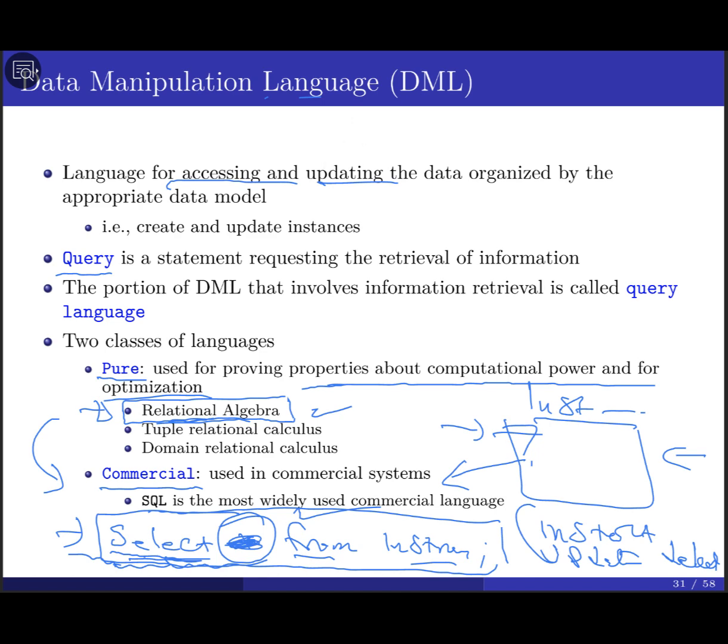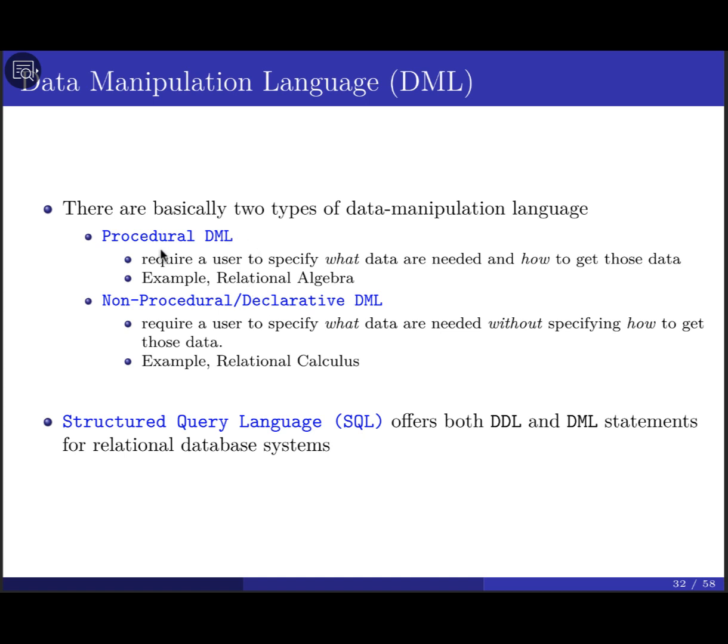So data definition language, data manipulation language. We can classify the data manipulation language into two parts. The first one, procedural, and the second one, non-procedural or declarative language. What's the difference between them? For the procedural manipulation language, you have to specify what information you're looking for. For example, I want the ID and the name of each instructor in computer science. So you specify what information you're looking for. And also, you tell the database management system how to get this information.